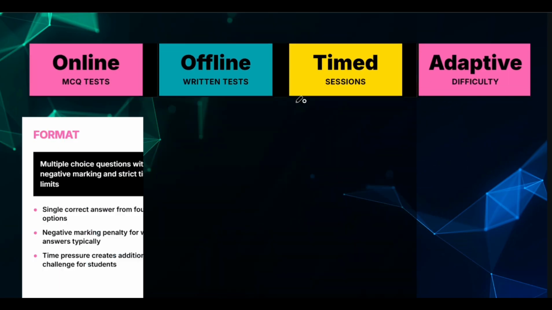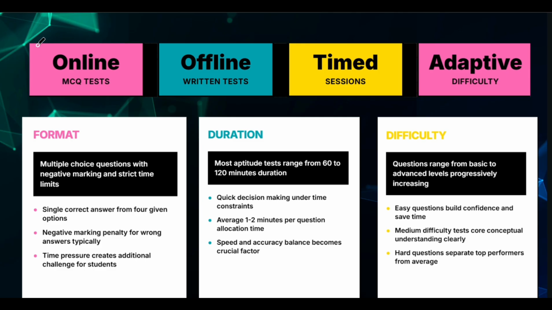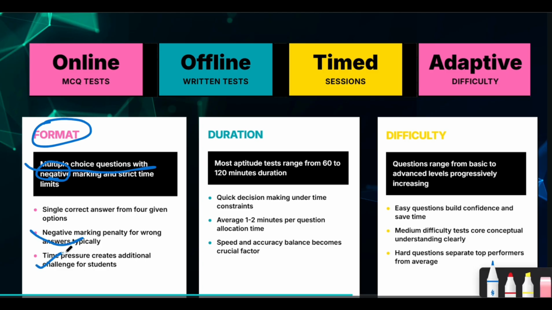Now let's quickly understand the structure of an aptitude test. The first one is the format. Most tests are multiple choice with four options, but the tricky part is there is negative marking. So accuracy is just as important as speed. And since there is always time pressure, we need to select questions smartly.